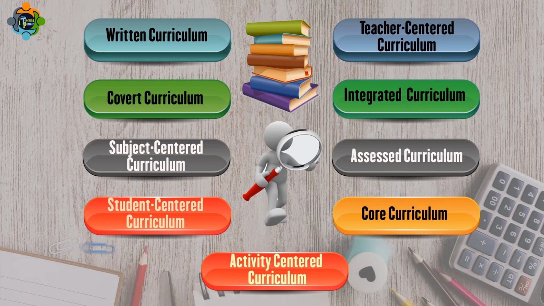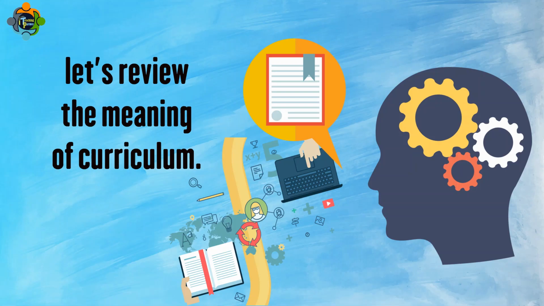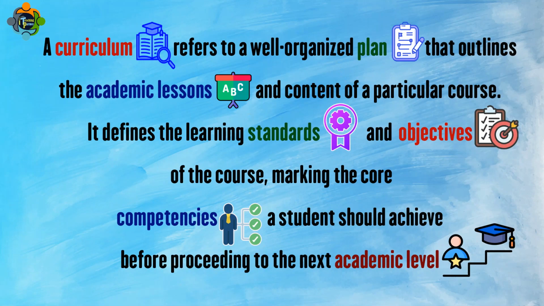Today we are going to discuss 9 different types of curriculum. Before delving into the types, let's review the meaning of curriculum. A curriculum refers to a well-organized plan that outlines the academic lessons and content of a particular course. It defines the learning standards and objectives of the course, marking the core competencies a student should achieve before proceeding to the next academic level.